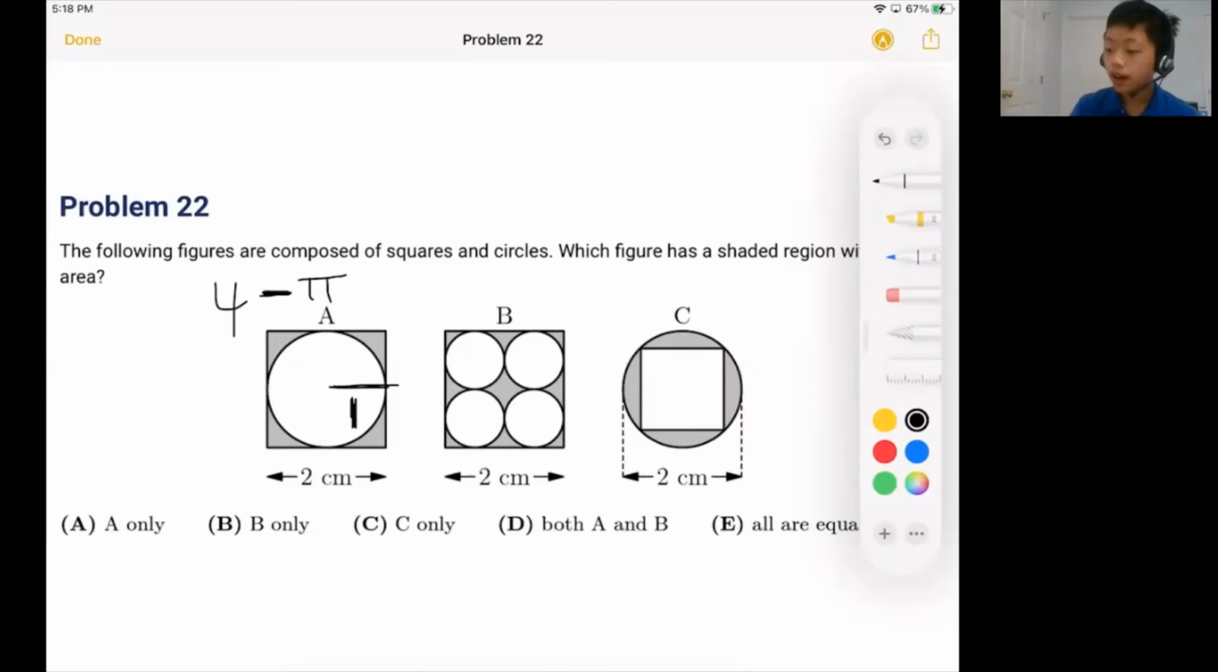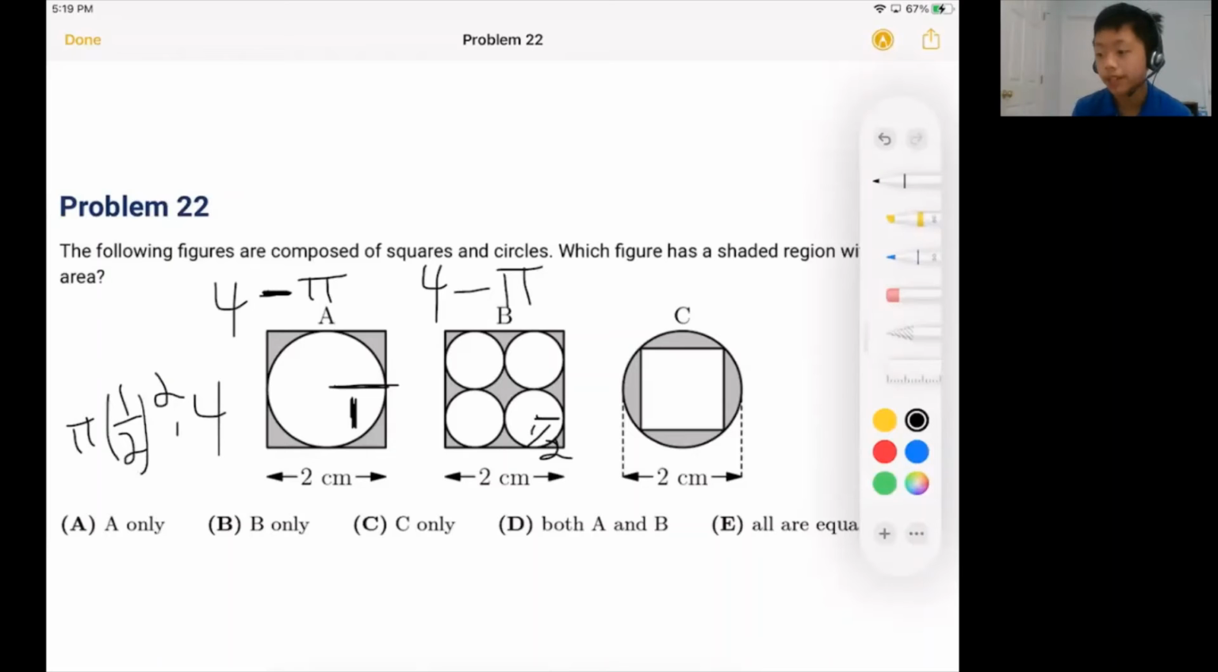In region B, notice that the area of the square is still 4, but this time each circle has radius 1/2, because we have 4 of these radii across, so we divide by 4. The area of each circle is pi r squared, so pi times 1/2 squared. But we have 4 of these circles, so we times 4. Overall, this is still going to be pi. So the total area of the 4 white circles is still pi, and the area of the shaded region is still 4 minus pi.